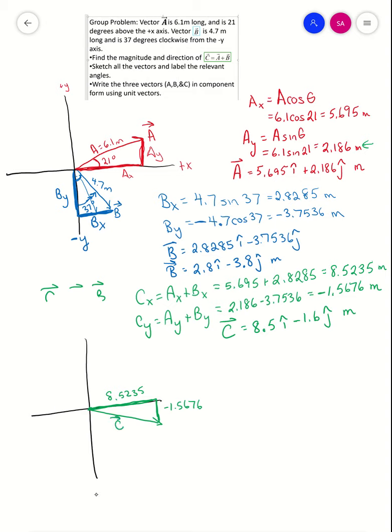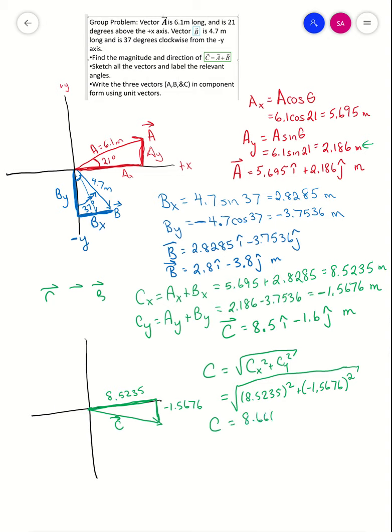So if I want to find the length of it, that's the hypotenuse. So the hypotenuse is a squared plus b squared, so Cx squared plus Cy squared. So throw in my numbers now. So again, this is why I keep significant figures. If I had just squared 8.5, I would get a quite different number to 8.5235 squared. And Cy is negative, but remember when you square a negative number, you get a positive number. So my C comes out to be 8.666, and now I've got to round that to 8.7 meters. So the length of vector C is 8.7 meters.